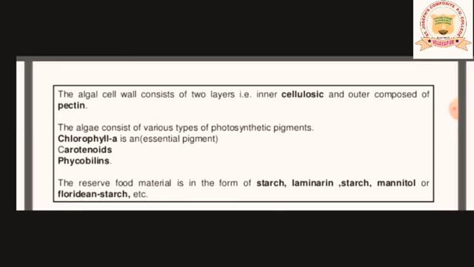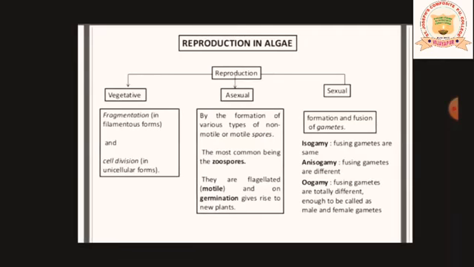So algae may contain food in the form of starch, some other algae may contain it in the form of laminarin, some other may contain mannitol or floridean starch, which you are going to see when we study in detail about the algae. So let us move on to study how reproduction is going to take place in algae. How they are going to continue their generation.